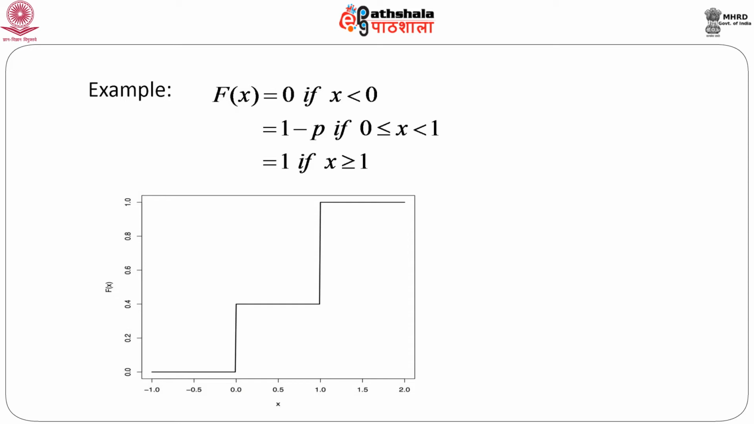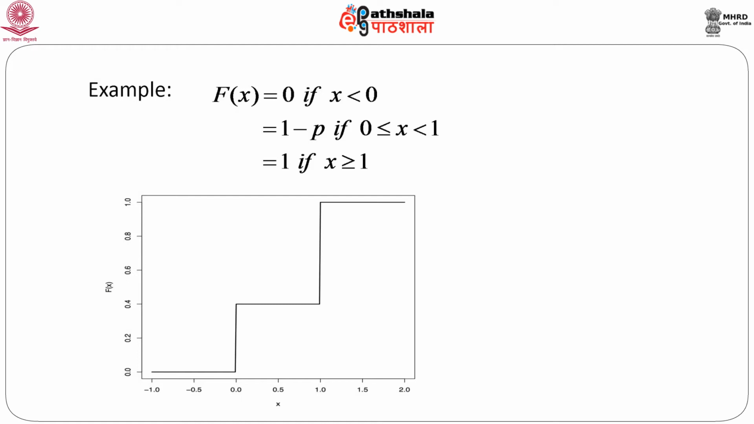In this graph I have taken 1 minus p as 0.4. So it goes up to 0.4, or 1 minus p, and then as long as x is less than 1, starting from 0, it remains stable at 0.4, and as soon as x takes the value 1, there is another jump to 1, and it continues forever as long as x is greater than or equal to 1. So this is the graph of this distribution function, and if you check the properties of the distribution function, you will see that all the four properties are satisfied by this function F(x).